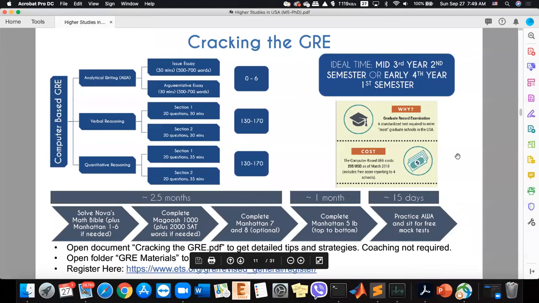So I'm not going to go into much detail because I have a separate PDF for cracking the GRE. You can take a look at that. And I'll also share the GRE materials that I used during my prep. So shegulo dekhlei hoye jabe apnader.